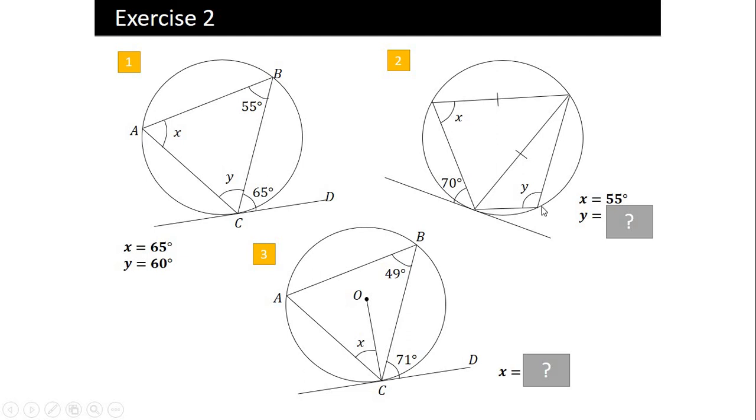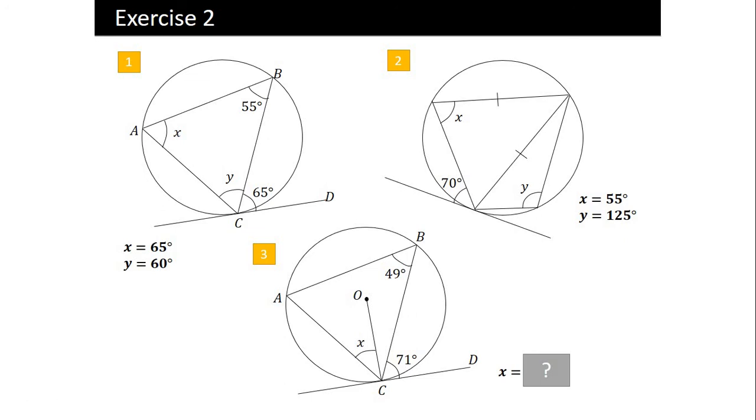Then hopefully you're spotting that we've got a cyclic quadrilateral also, and we know that the opposite angles of a cyclic quadrilateral add up to 180, so 180 subtract 55 will give us that Y is 125 degrees.